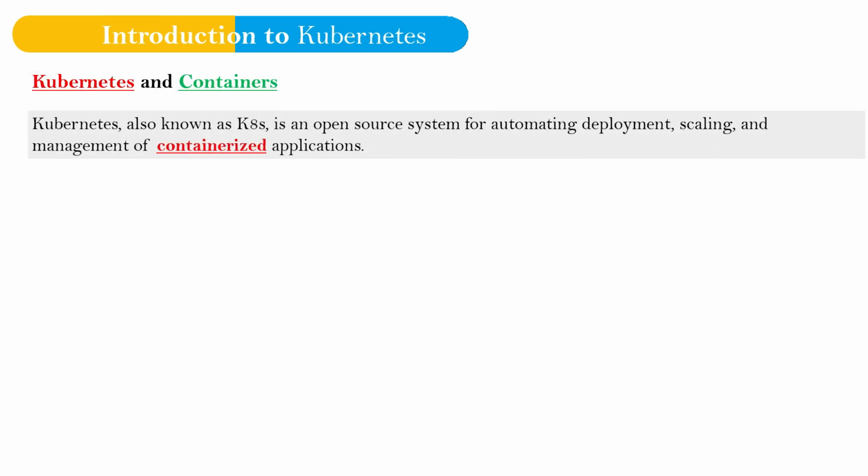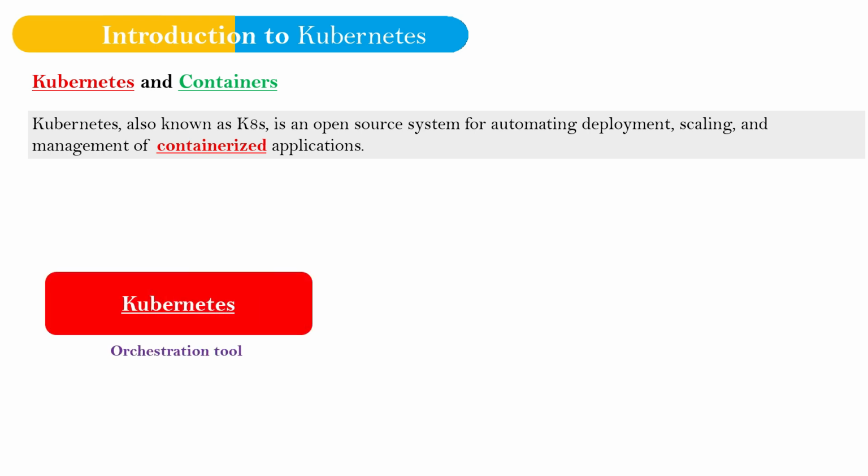So now, Kubernetes and containers. We learned two important things: what Kubernetes does, and what containers are. Let me talk about the definition again. Kubernetes, also known as K8s, is an open source system for automating deployment, scaling, and management of containerized applications. So Kubernetes is known as K8s, it is open source software, and it is used for automating deployment, scaling, and management of containerized applications.